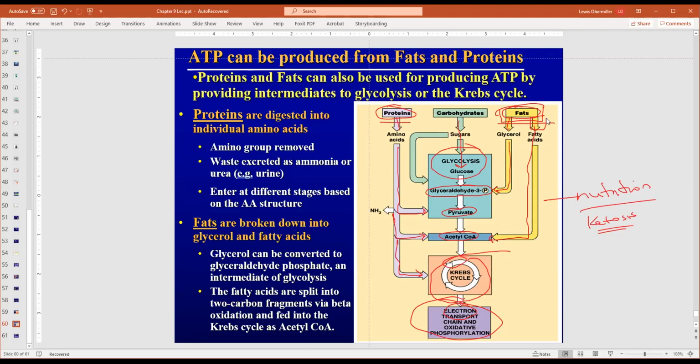I don't want you to memorize this. I'm just telling you nothing that you don't already know, that you can use proteins and fats for energy, as well as lots of different kinds of sugars. We just use glucose, but you know, there's milk sugar and fruit sugar and all kinds of other sugars that you can use for energy too.